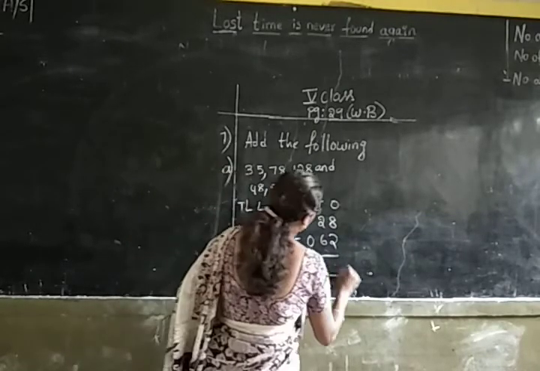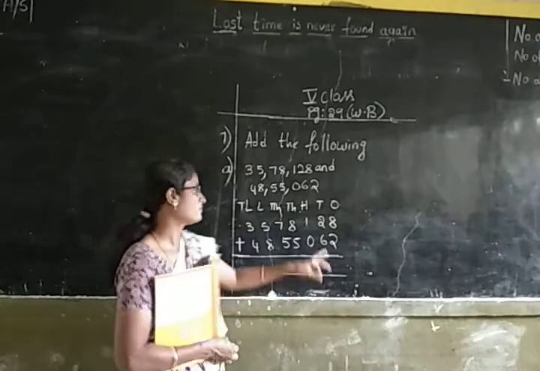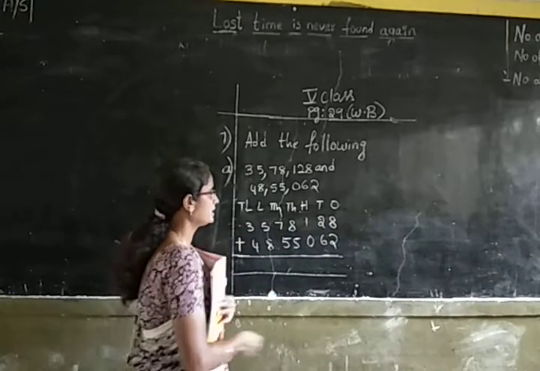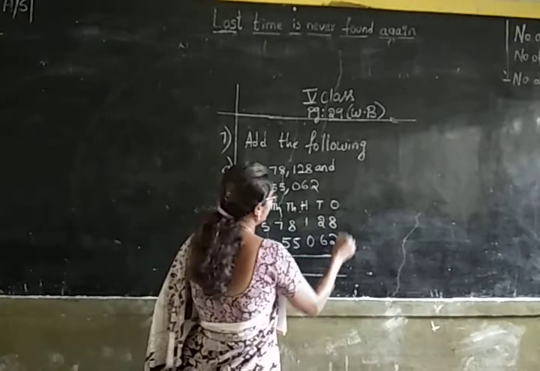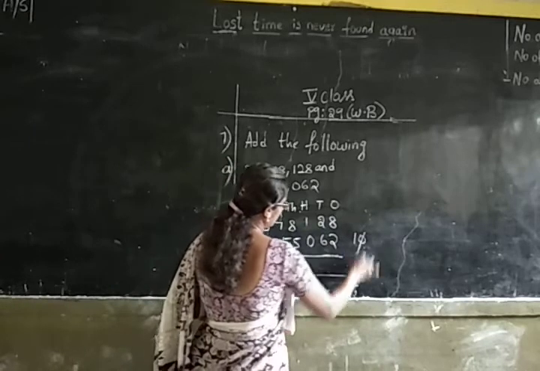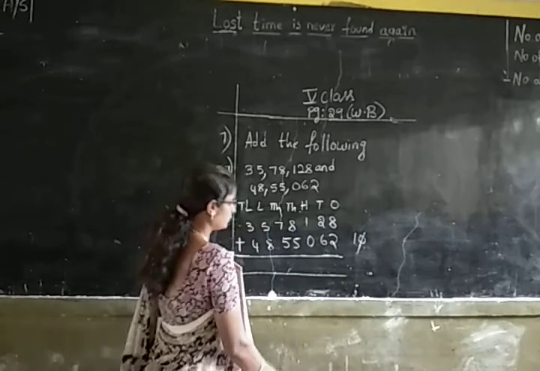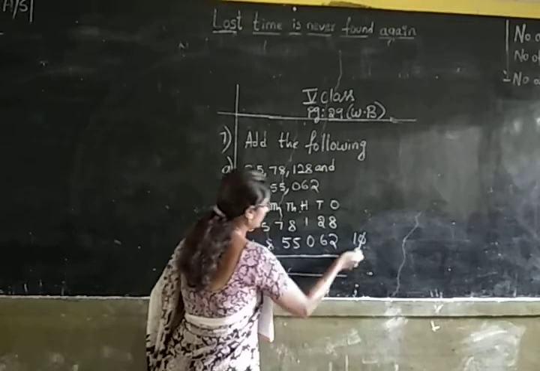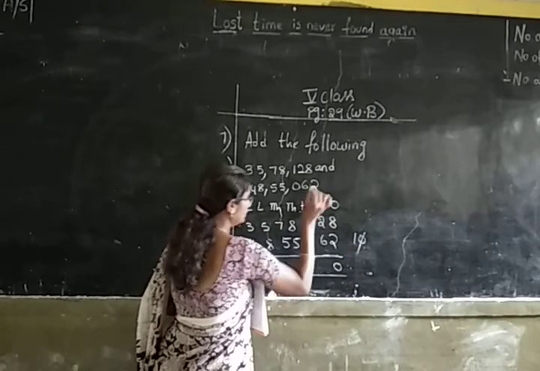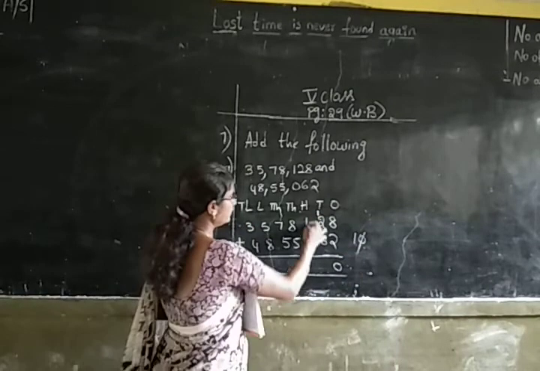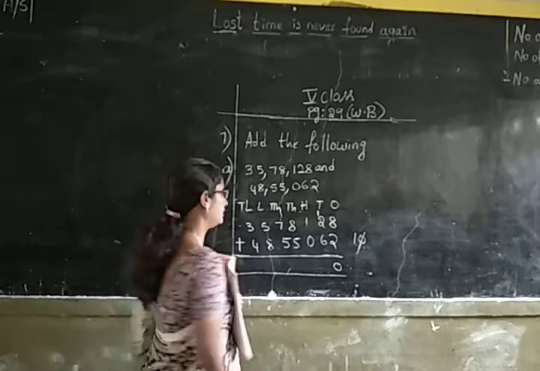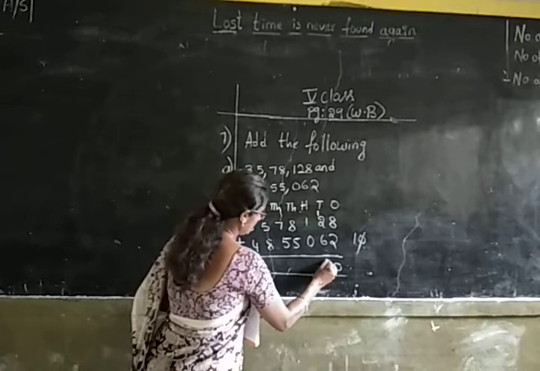You always have to start adding the numbers from ones place. So let us add the numbers in ones place. 8 plus 2 is how much? 8 plus 2 is 10. You have to put 0 in ones place and carry 1 to the tens place. 6 plus 2 is how much? 8. And 8 plus 1 is 9.